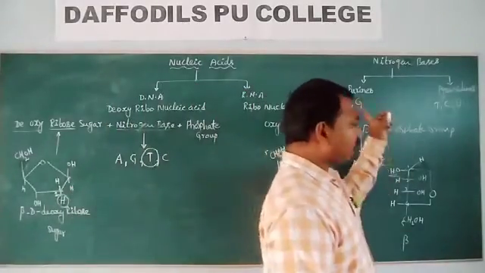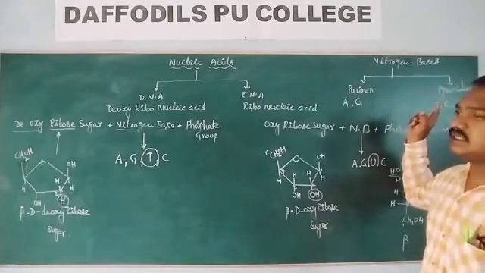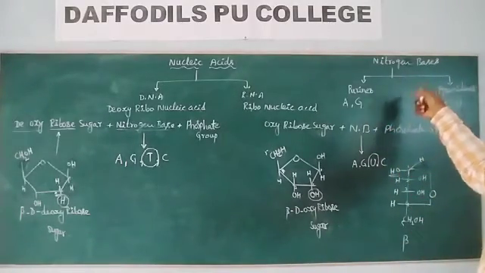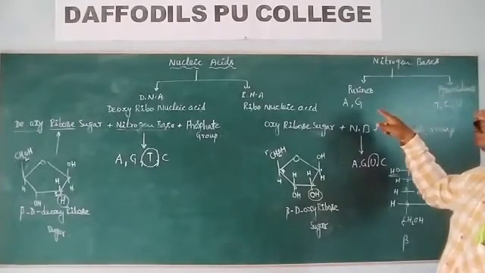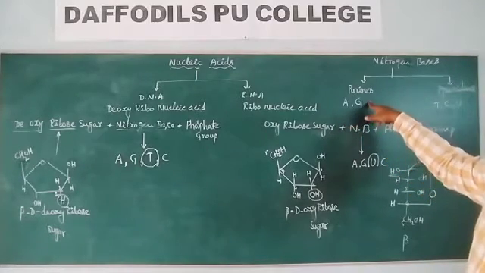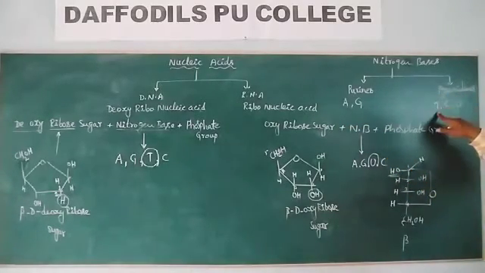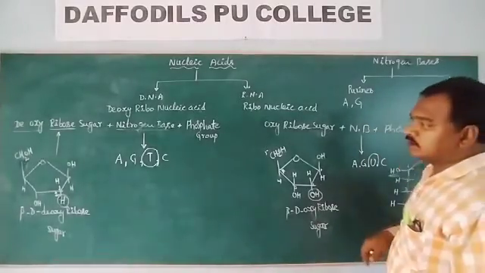So these purines and pyrimidines are both nitrogen bases, because they donate the electron pair to other substances. Purines are adenine and guanine. Pyrimidines are thymine, cytosine, and uracil.